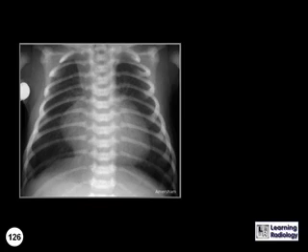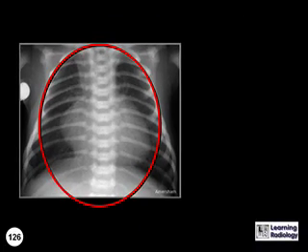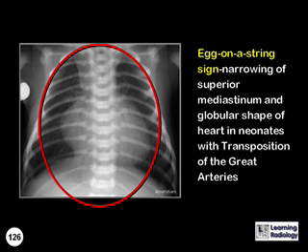What is the name given to this appearance? This is the egg on a string sign, representing narrowing of the superior mediastinum and a globular shape of the heart in neonates with transposition of the great arteries.